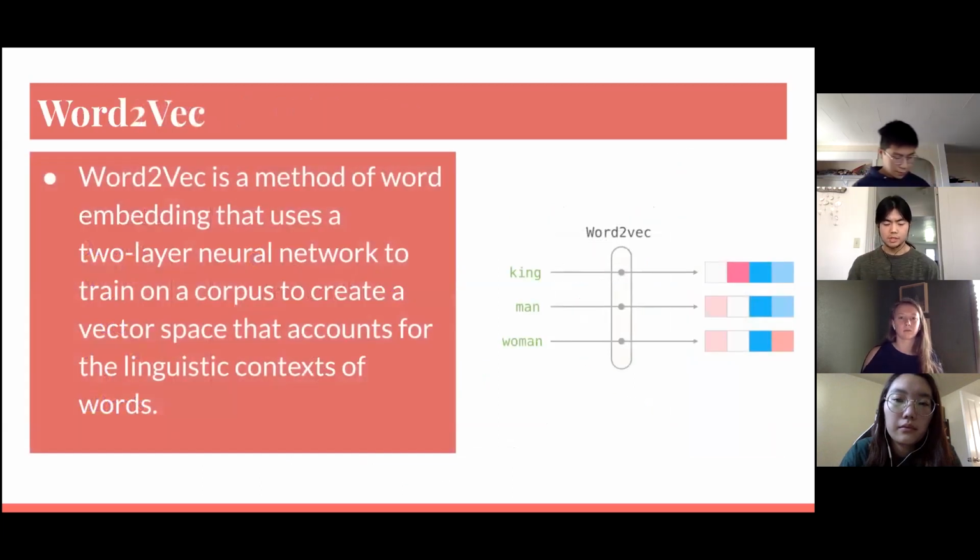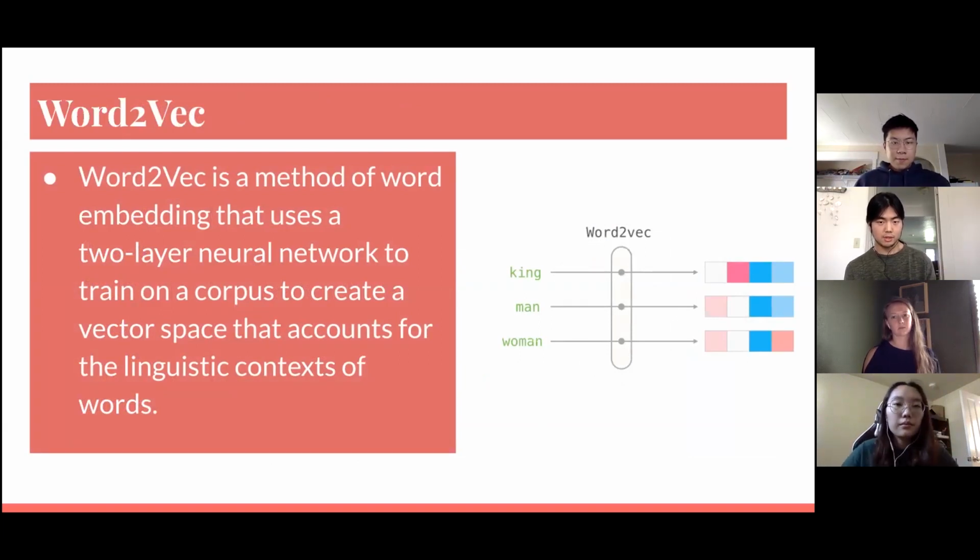So yeah, Rilong mentioned word embeddings earlier from Word2Vec, and I just wanted to clarify what Word2Vec is. Word2Vec is a method of word embedding that uses a two-layer neural network to train on a corpus to create a vector space that accounts for the linguistic context of words. So let's just unpack that real quick.